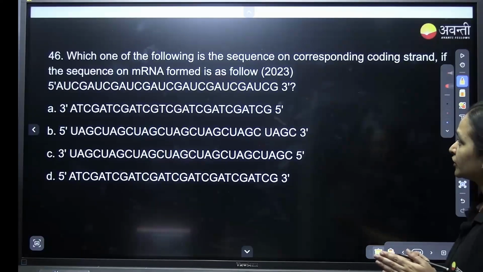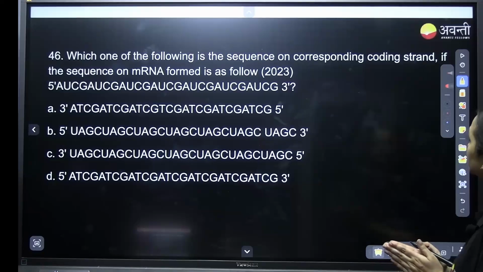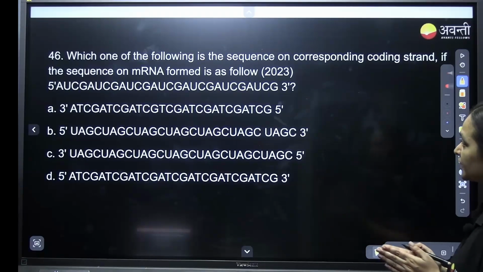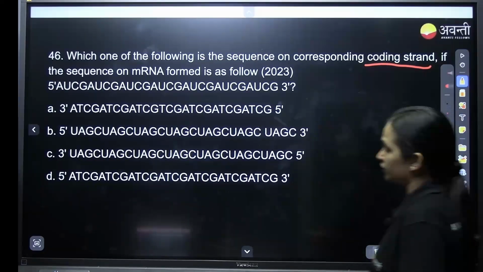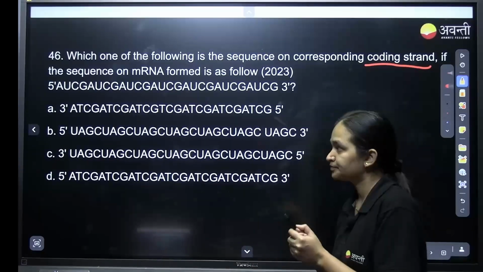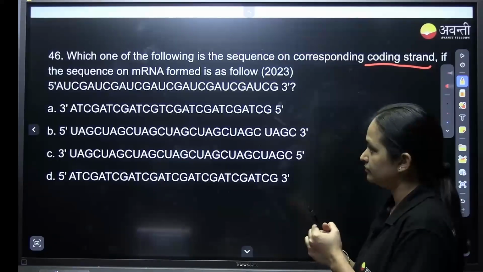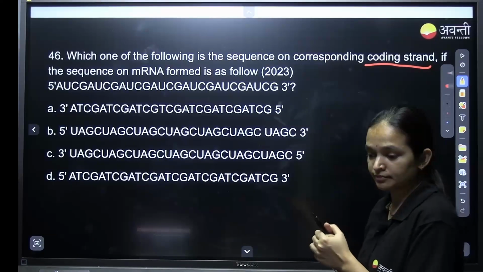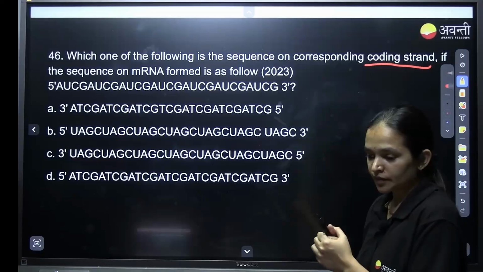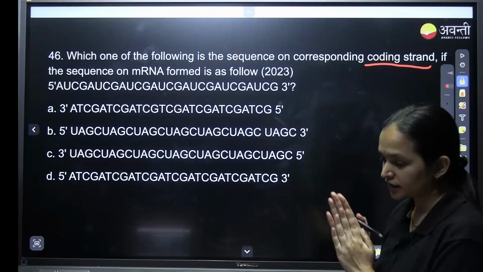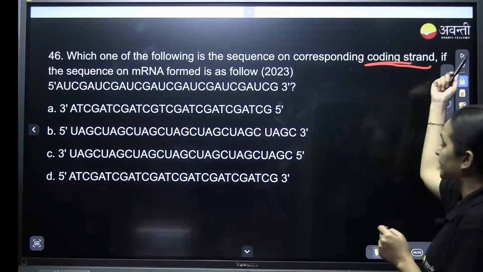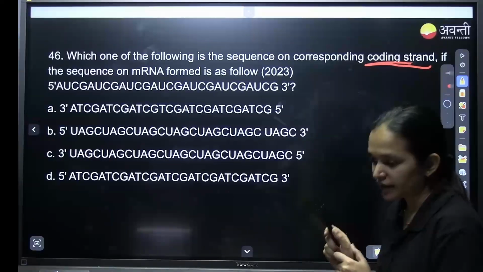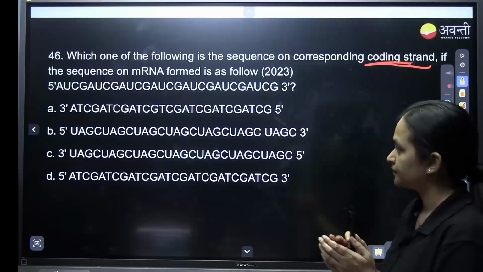Which one of the following is the sequence on the corresponding coding strand if the sequence of mRNA formed is as follows? We need to find the coding strand, okay? Just tell me which one. Take your time, and solve this question. Again I am repeating, we need to find the coding strand, not the template strand.